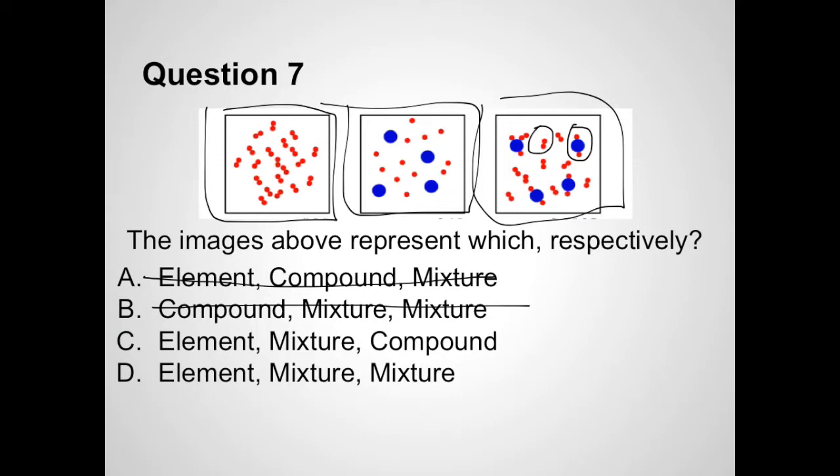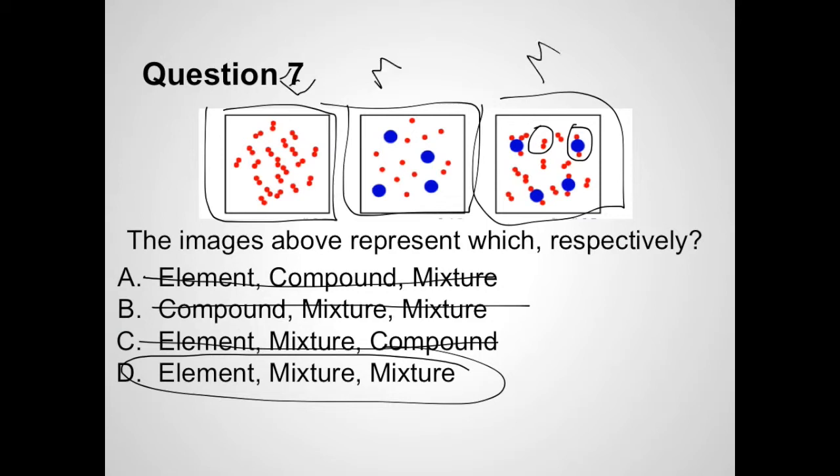Those are two atoms of the same type bonded together, so that's an element, which would make it a mixture, and that rules out choice C. So the correct answer here is choice D. This is an element, this is a mixture, and this is also a mixture.